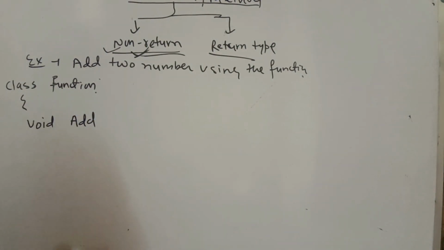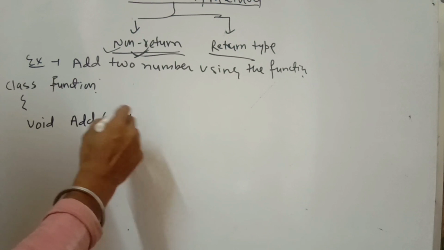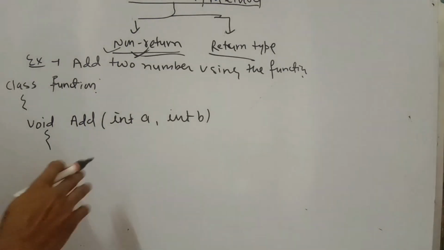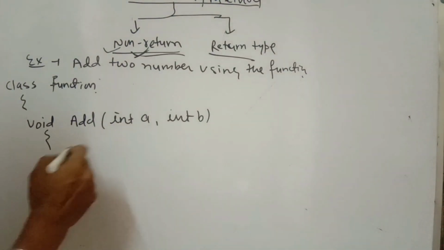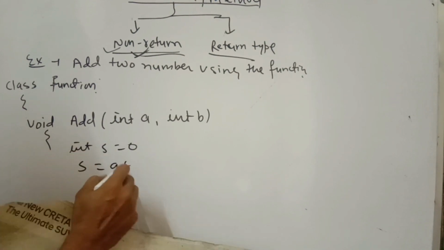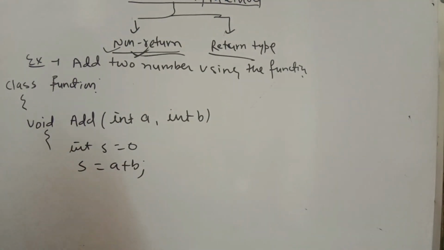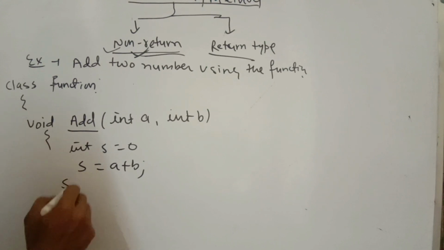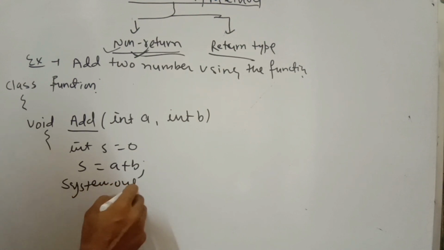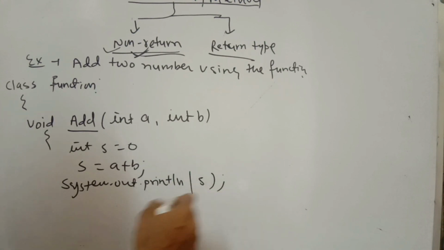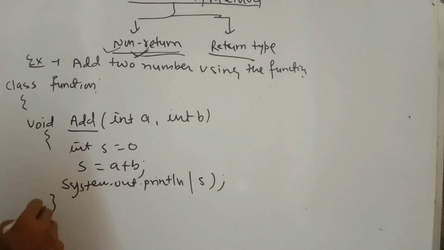After that write the function signature: int a, int b. Inside the function write the code block. The logic: let int s is equal to 0, so s is equal to a plus b. Here no return is required for the add function. So here you write the output message, System.out.println, sum of the two numbers is s. After that close the function.